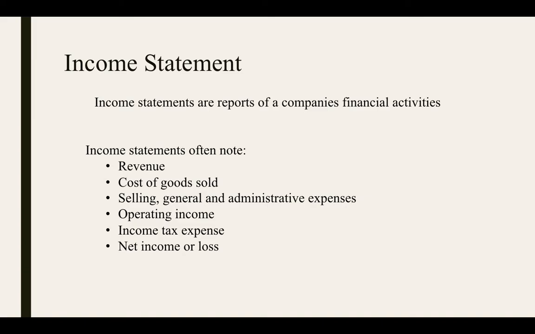Income statements often note revenue, the cost of goods sold, selling, general and administrative expenses, operating income, income tax expenses, and net income or net loss. The income statement may also report initial budgets in the areas listed and explanations for differences between what was budgeted and what are the actual results.